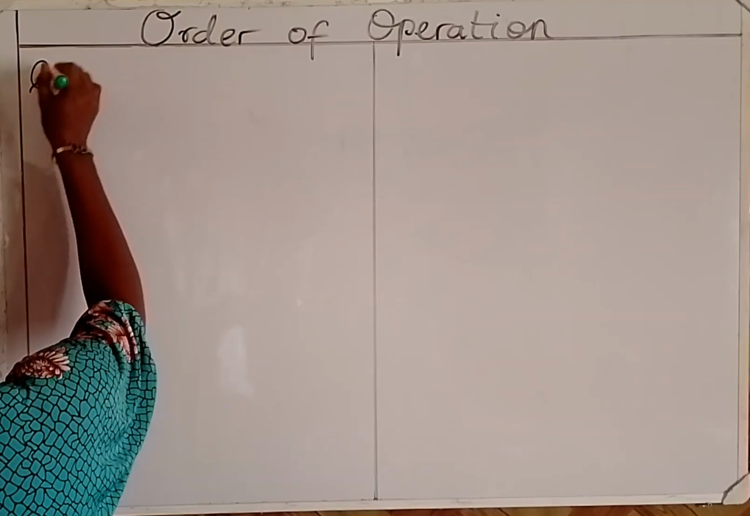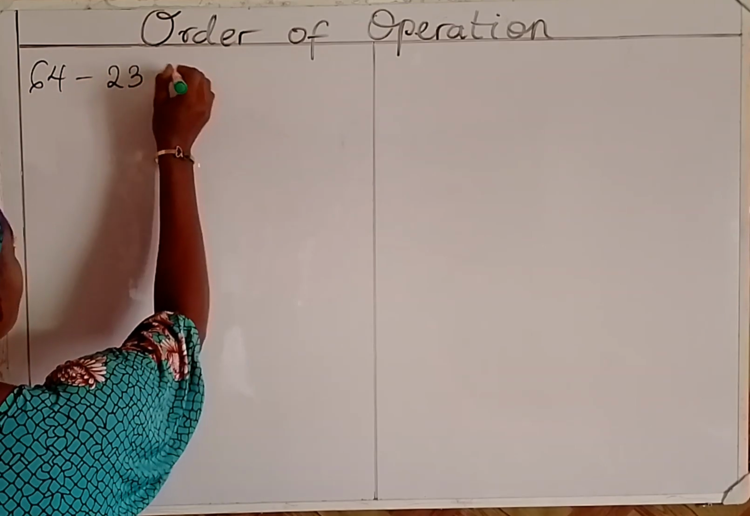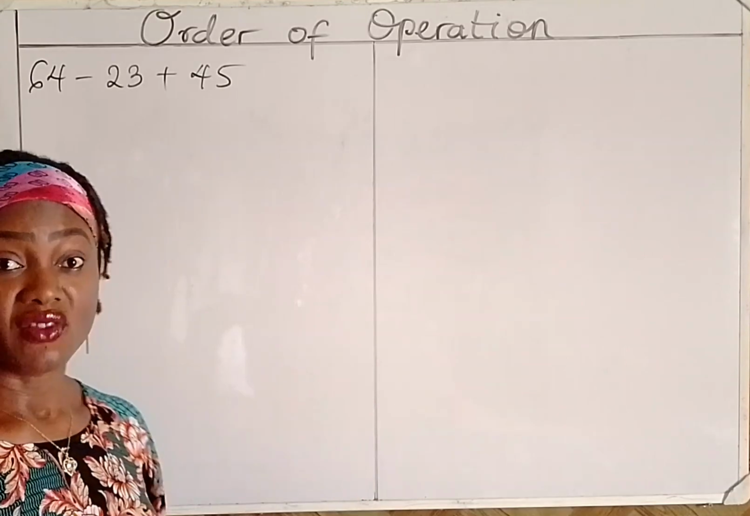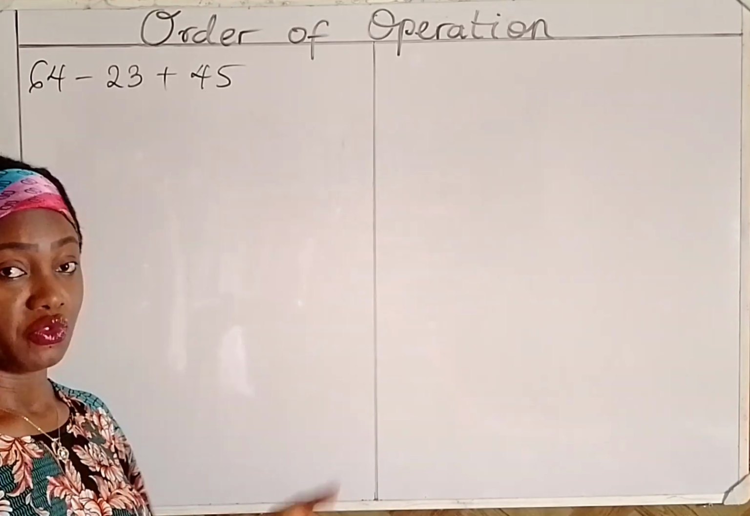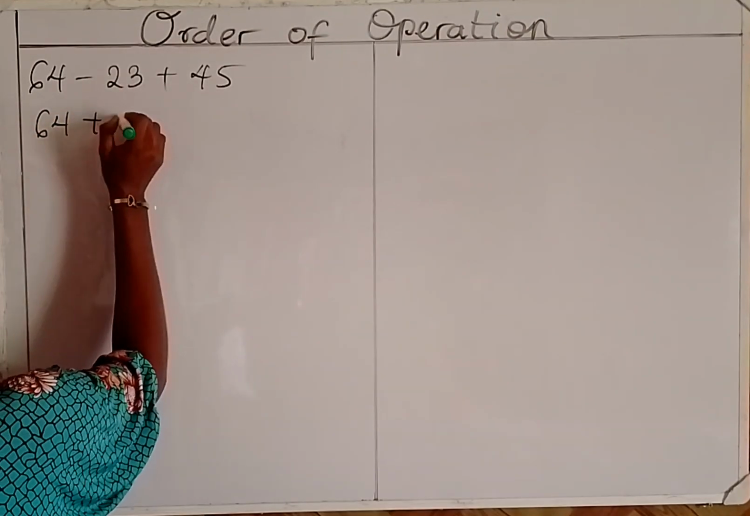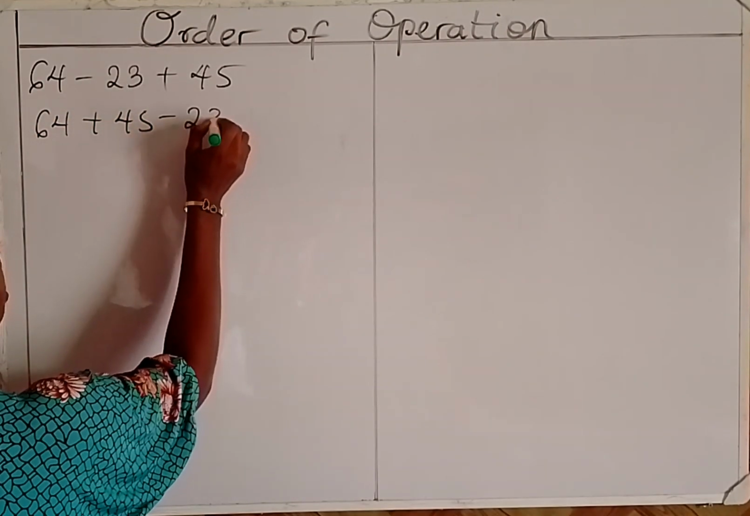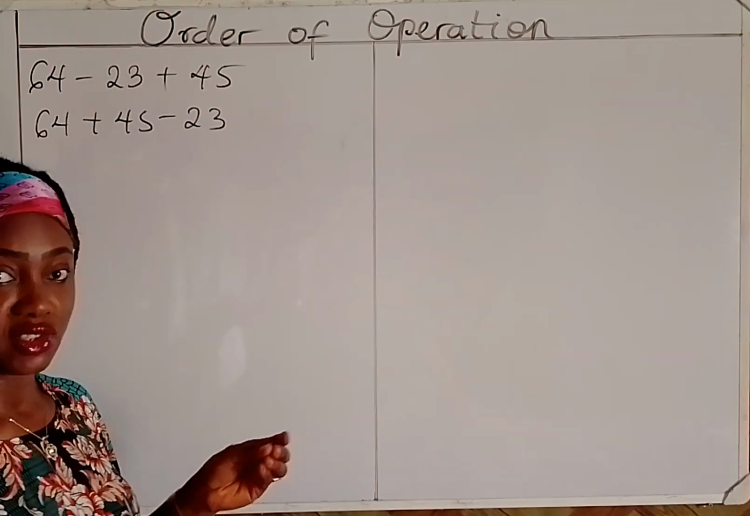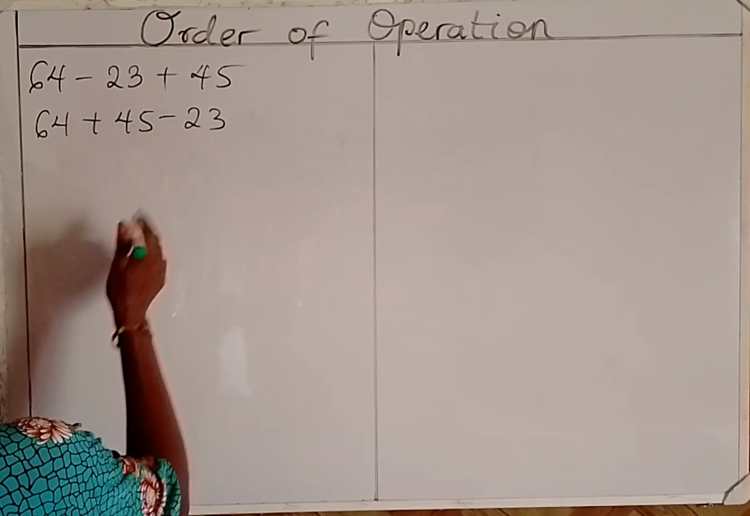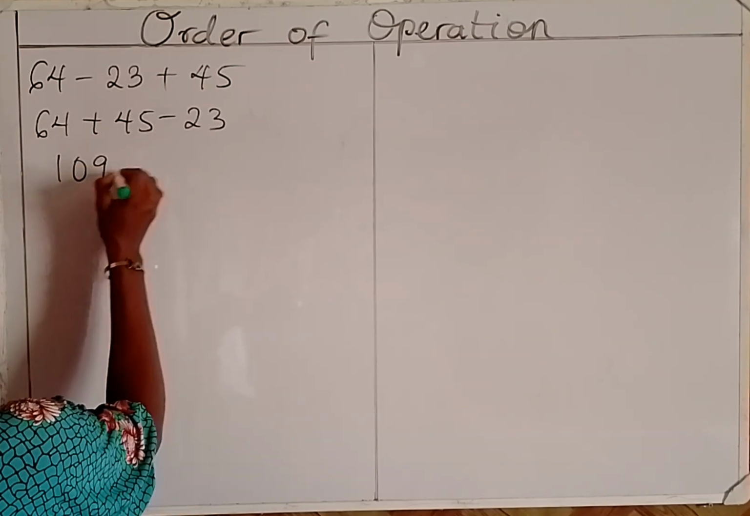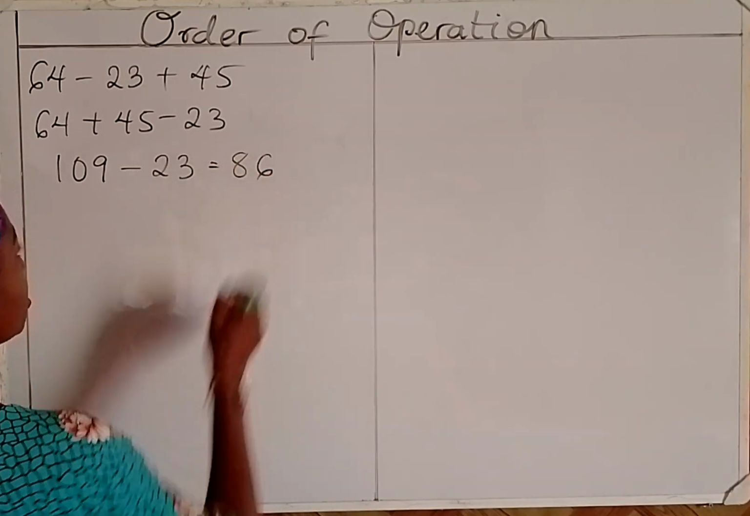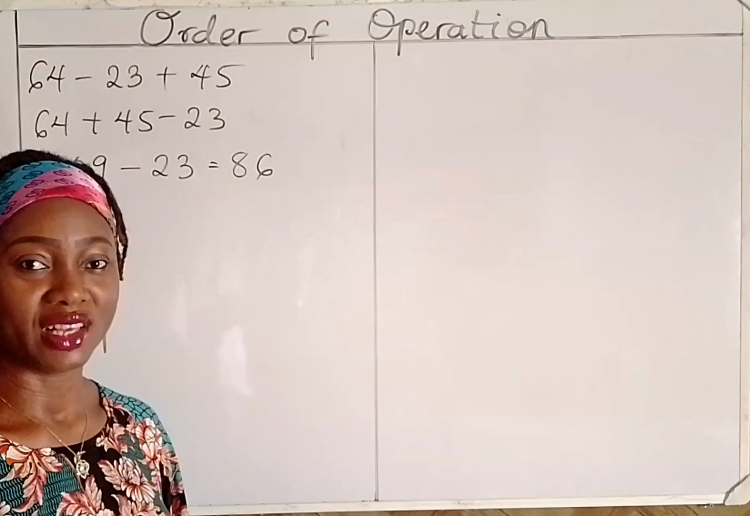Now, for example, 64 minus 23 plus 45. How do we solve this? In order of operation, addition comes first before subtraction. So we'll simply say 64 plus 45 minus 23. We have to first of all rearrange them before we solve. So what is 64 plus 45? That's 109 minus 23. And that gives us what? 86. Okay? And that's the final answer for this question.